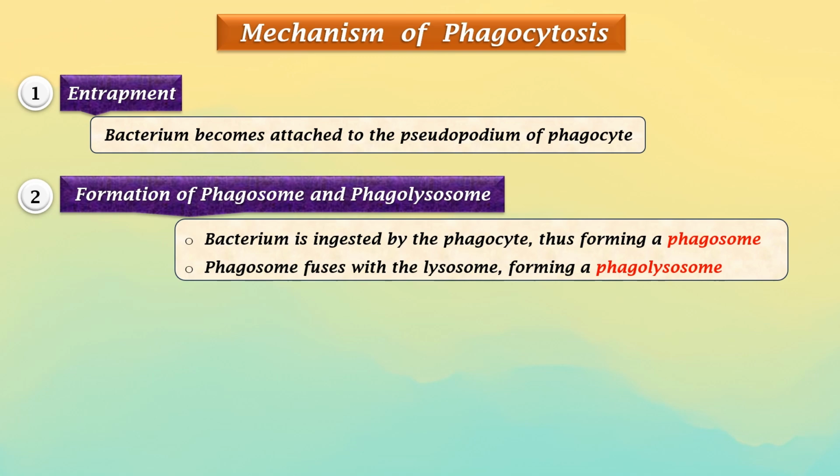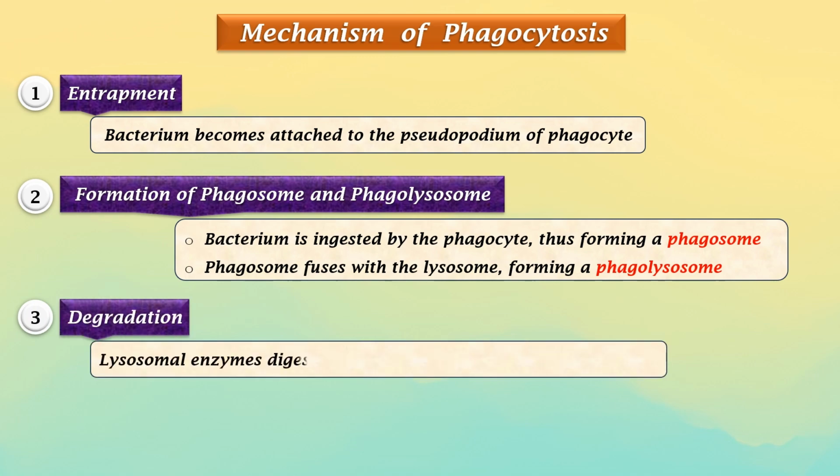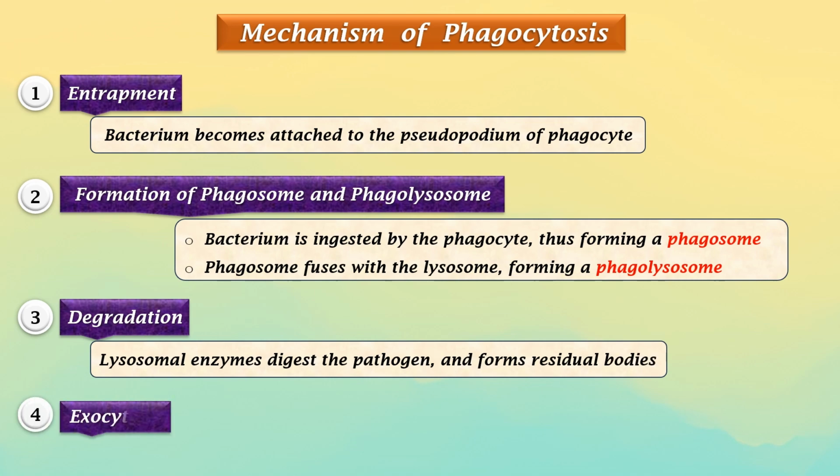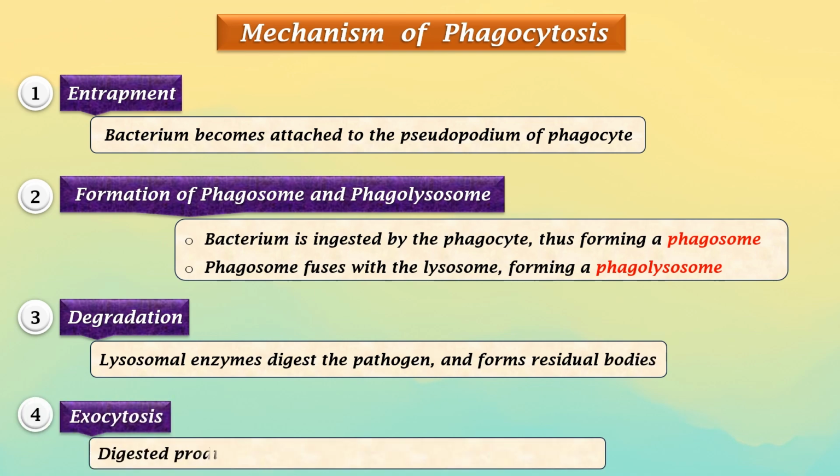The phagosome then fuses with the lysosome, forming a phagolysosome, followed by the degradation step, where the lysosomal enzymes digest the pathogen and form residual bodies. The final step is exocytosis. The digested products are eliminated from the cell by the process called exocytosis.